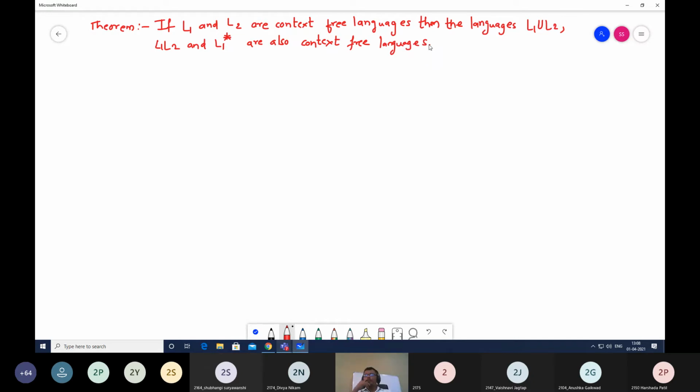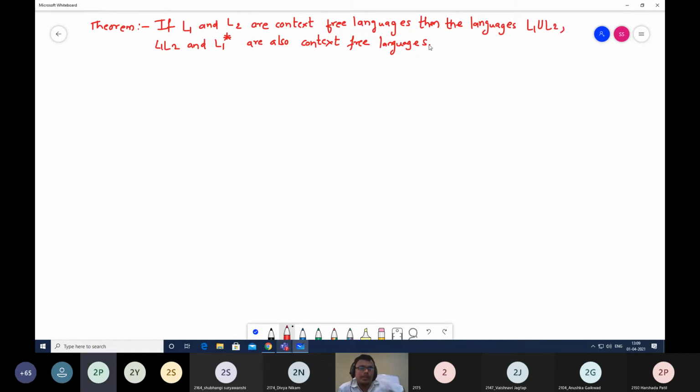So the statement that we have to prove is, if we have two languages, suppose L1 and L2, and these languages are context free languages, then the union of these two languages, the concatenation of these two languages, and the Kleene star of a context free language is also a context free language. Is the statement understood, students?